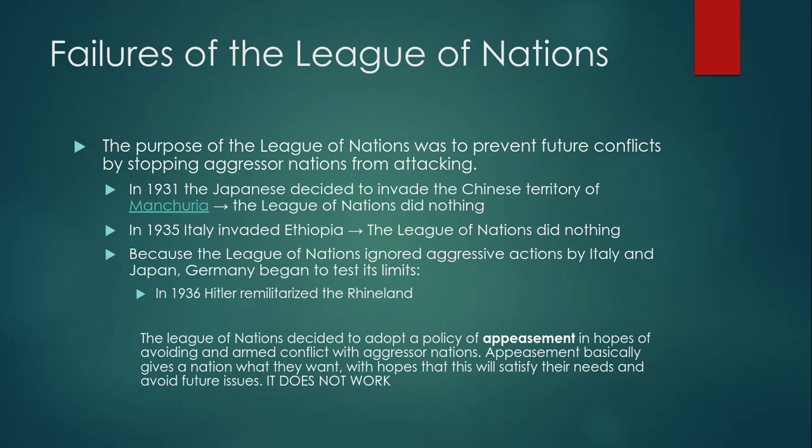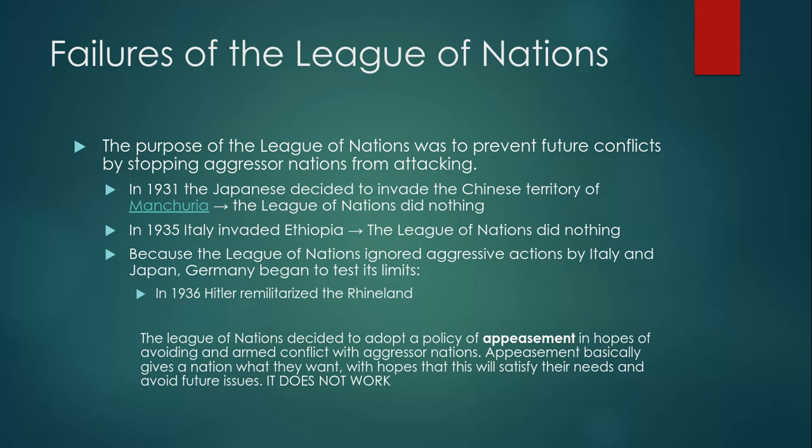How do you do this? Well, the belief was that you would stop aggressor nations from attacking. In 1931, the Japanese decide to invade the Chinese territory of Manchuria. The League of Nations did nothing. There's a video link in there too for you. In 1935, Italy invades Ethiopia, or Abyssinia as it was called. League of Nations did nothing.